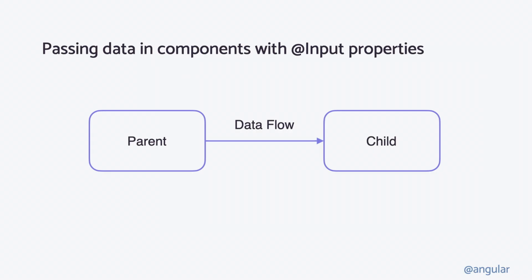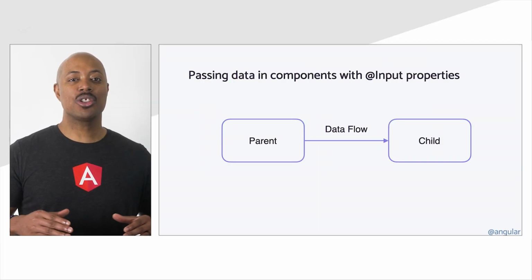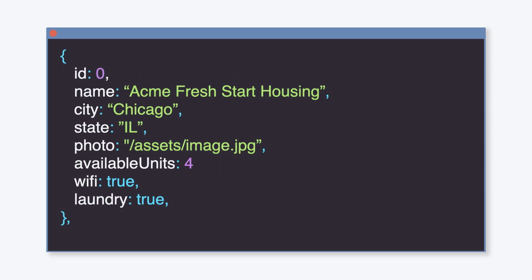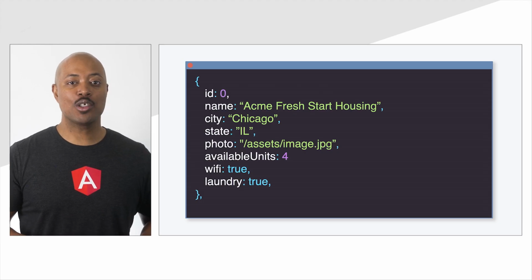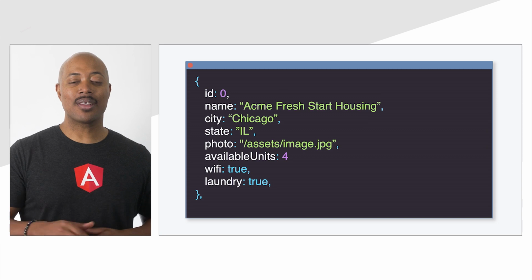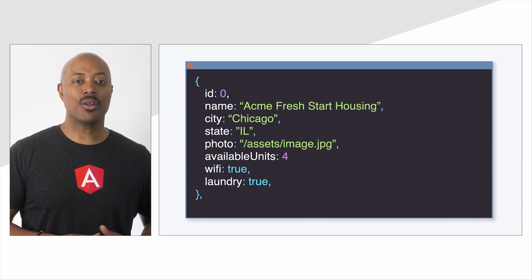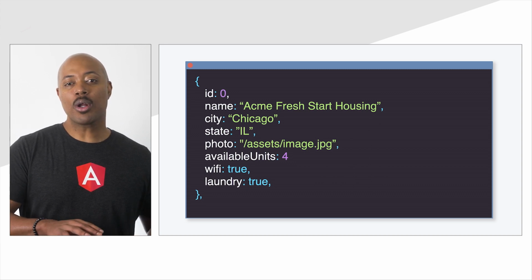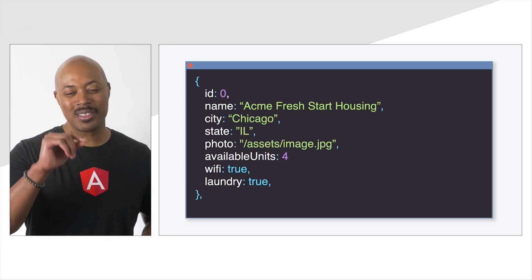Angular components can receive data through a feature called input properties. Now, the next question is, how should that data be configured? Let's review the data we can expect to receive that describes a housing location. Each location will have an ID, name, city, state, photo, number of available units, a Boolean value for whether or not it has Wi-Fi, and another Boolean value for whether or not it has laundry. On the landing page of the application, we'll only display the name, city, and state. These are the three properties we want to use in our component. We want our component to accept housing location data in this specific format.